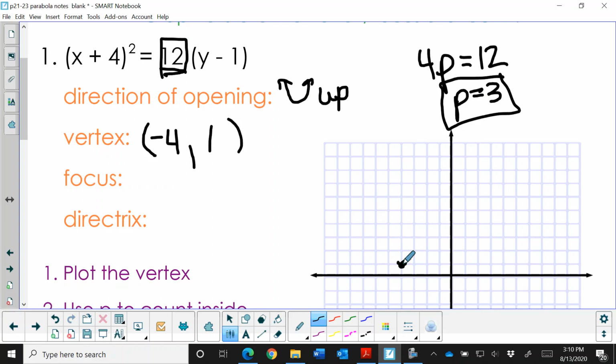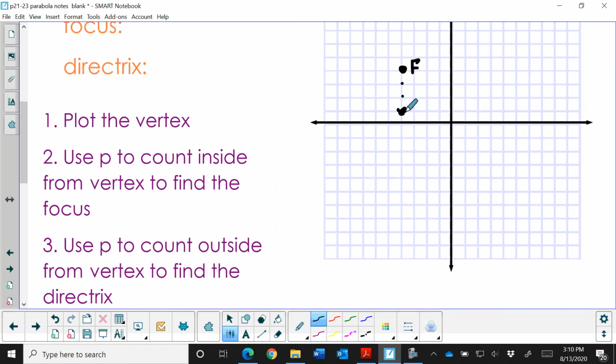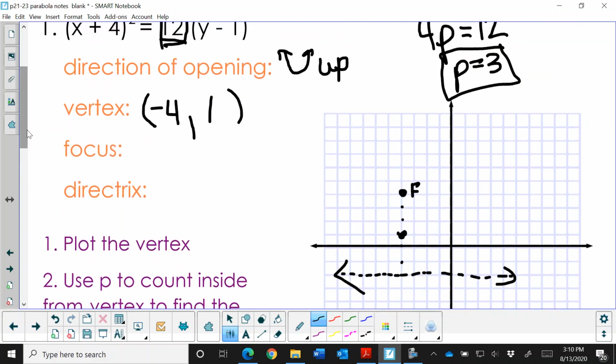So since this is facing up, I'm going to go up 1, 2, 3. That is my focus. I'm going to put a little F there for focus. And I'm going to go down 3, 1, 2, 3. And that is the directrix, which is a line. Now, notice I am not drawing a solid line. The reason I'm not drawing a solid line is that line is not the parabola. That is a line of reference that helps create the parabola.